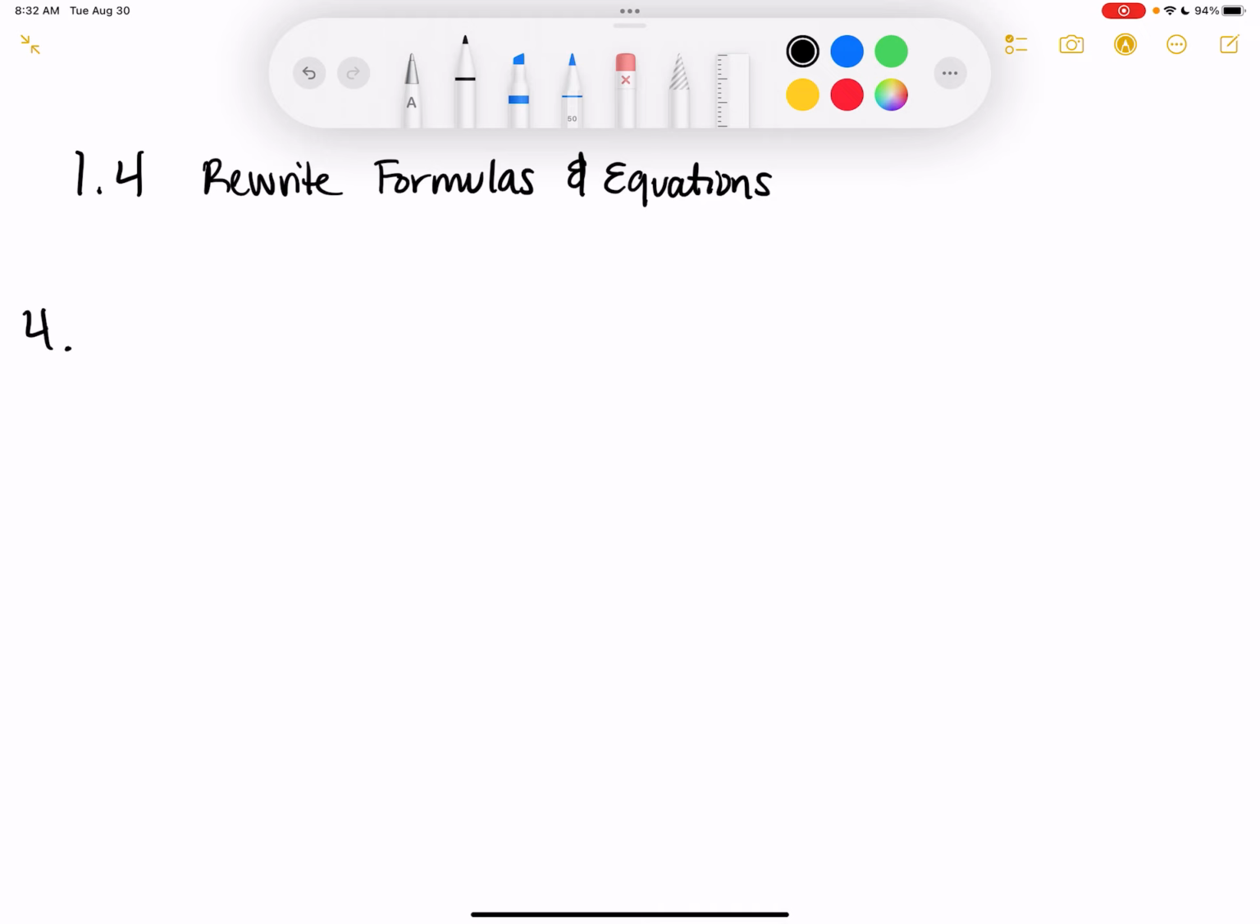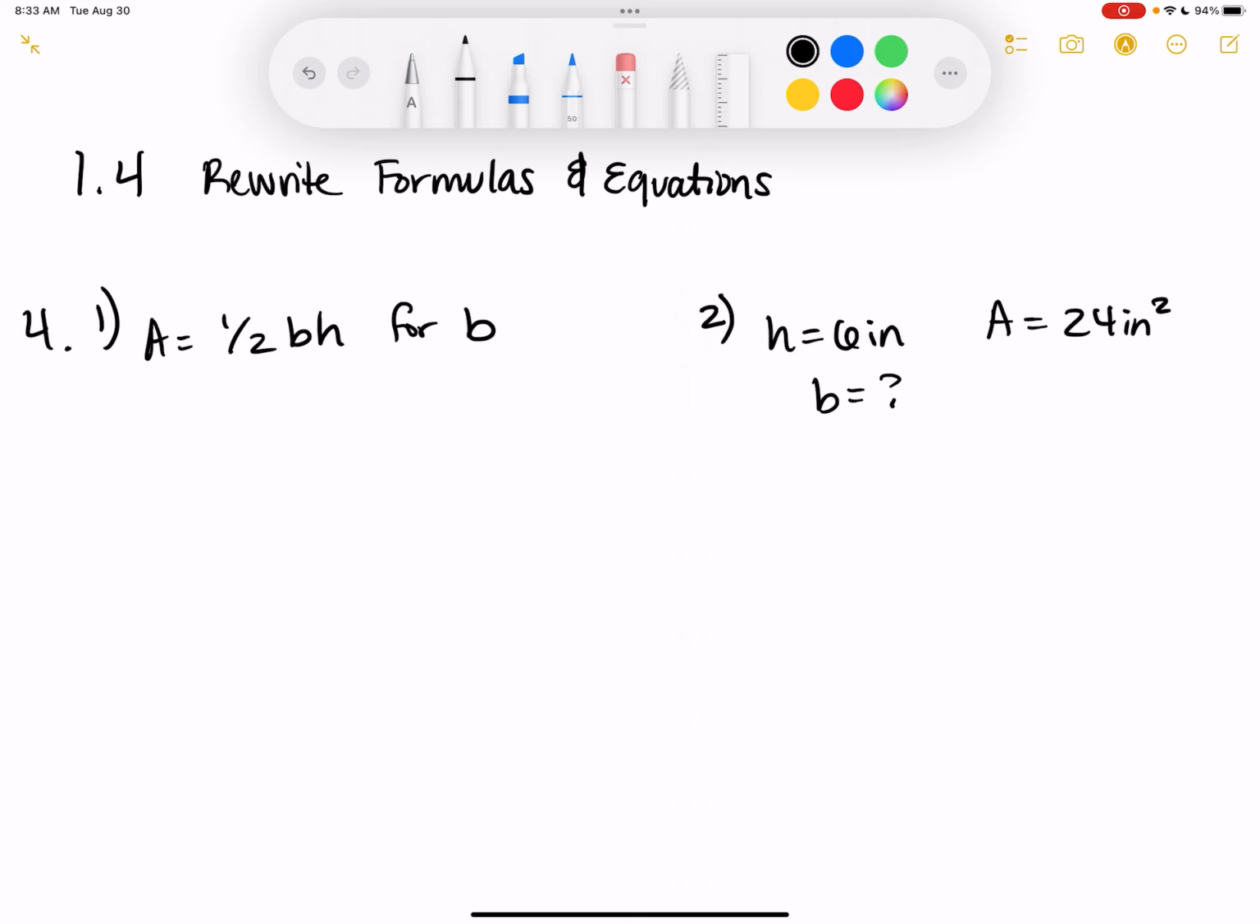So, number 4 says to solve A equals 1/2 BH for B, and then find the base of the triangle with the height of 6 inches, so H equals 6 inches, and an area of 24 inches squared. So this is part 1 here, to solve for B, and then part 2 is going to be to find what B is equal to, given that information.